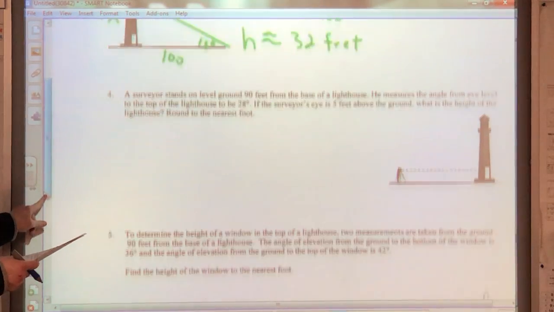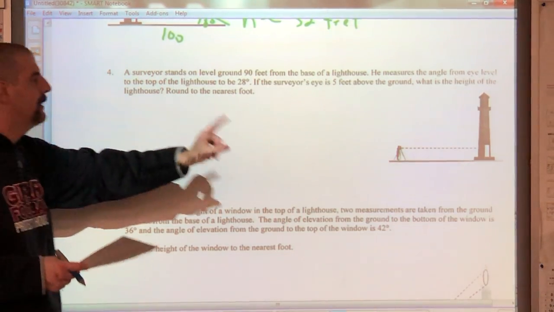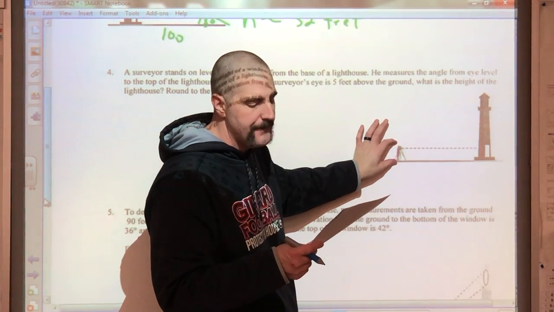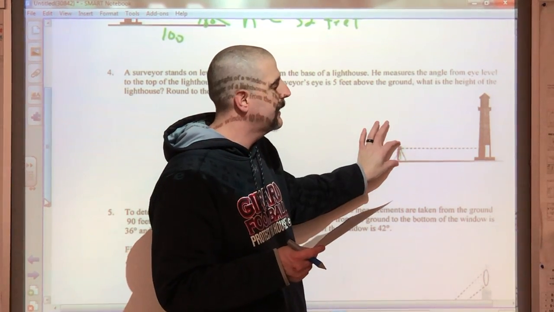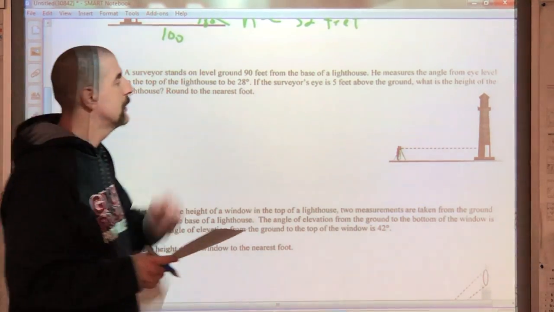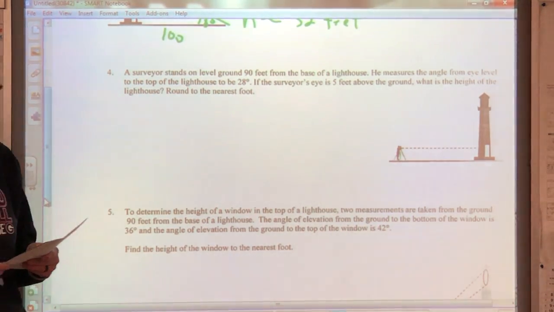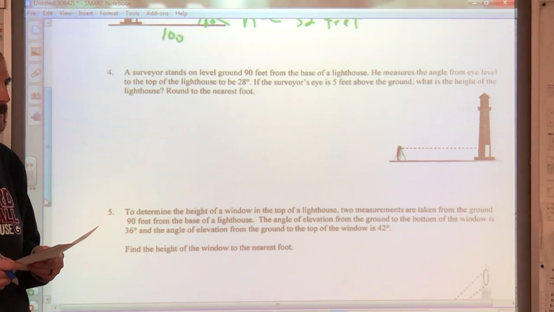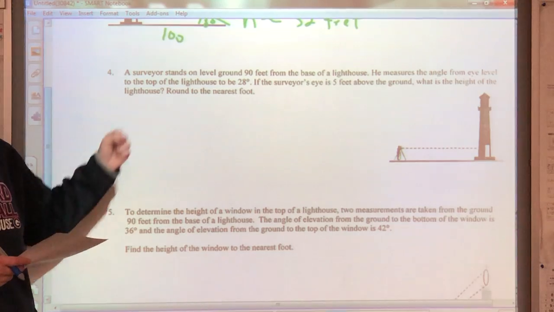All right, so now we have a similar problem, except this time, remember we did one like this. You have this little guy here who's 5 feet tall, so you're going to want to keep that in consideration when calculating the height. So why don't you check and see if you can do this on your own. Pause the video and try. All right, welcome back.